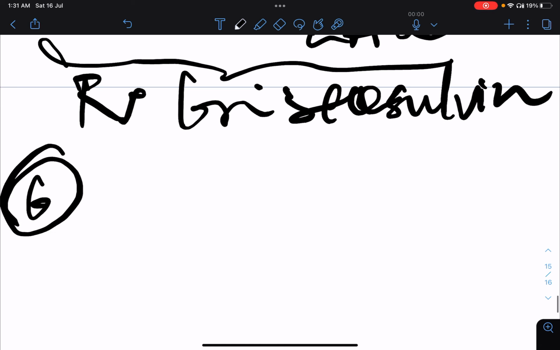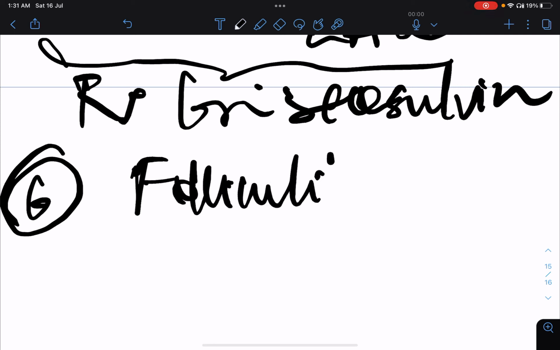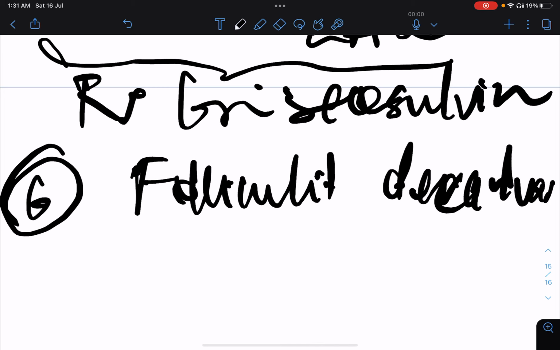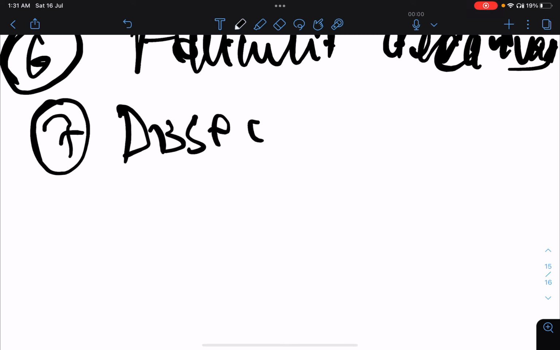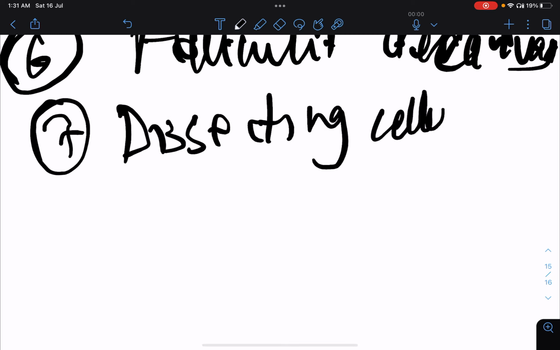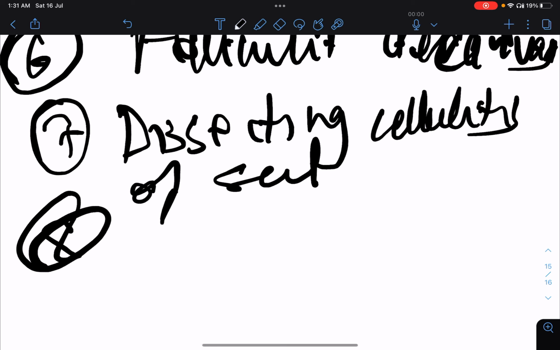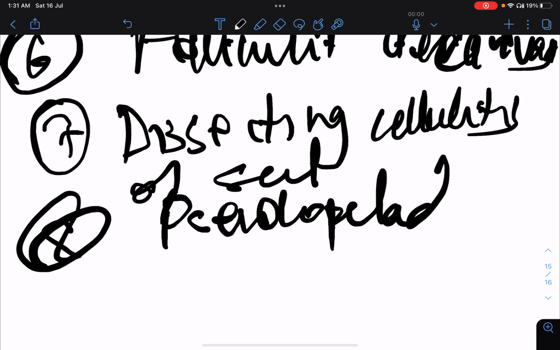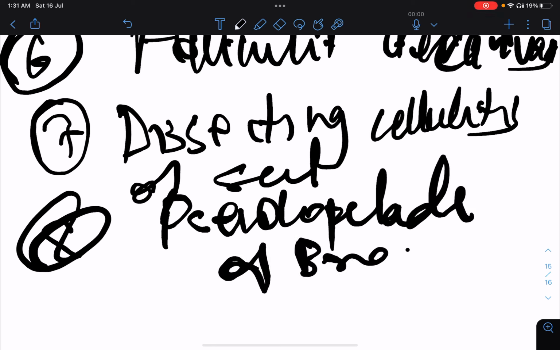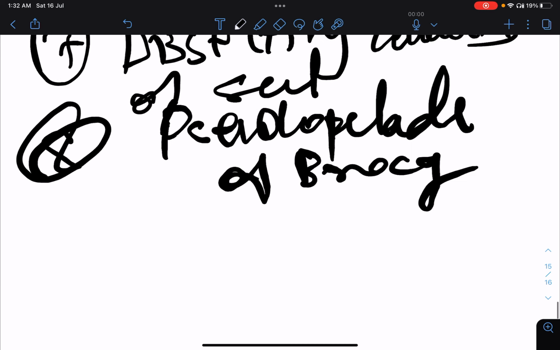And the sixth one is going to be an inflammatory disease called folliculitis decalvans, and seventh is dissecting cellulitis of scalp, and eighth is your pseudopelade of Brocq. Pseudopelade of Brocq is something like a footprint in the snow on your scalp.